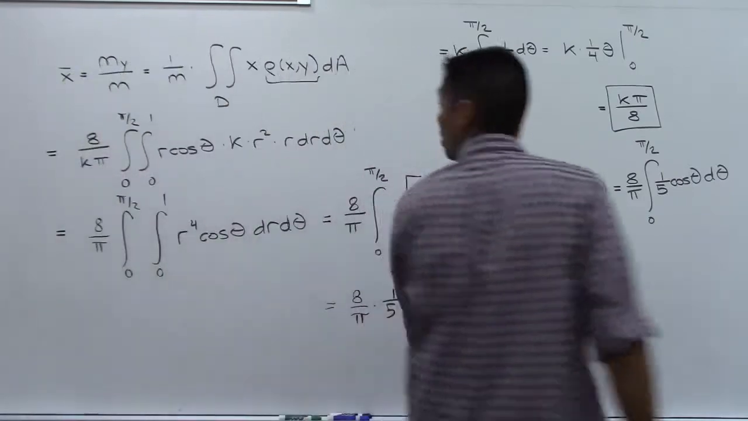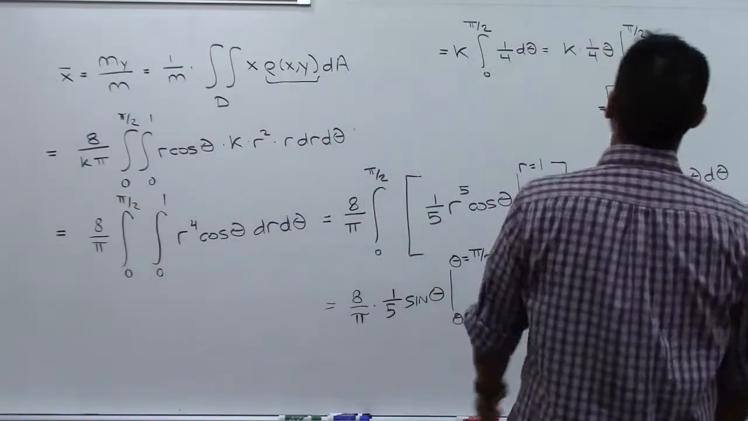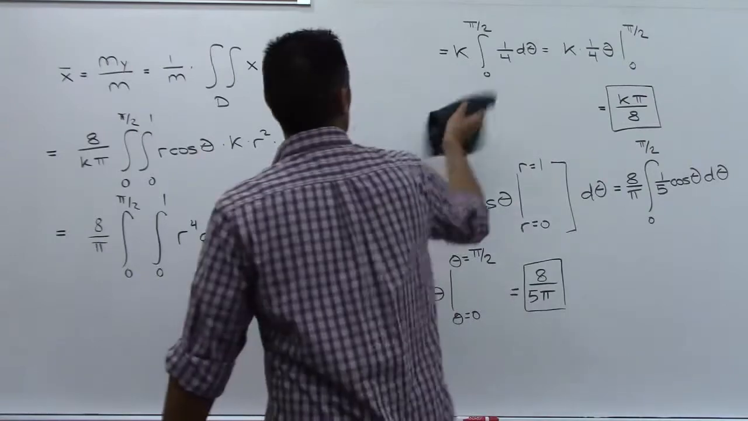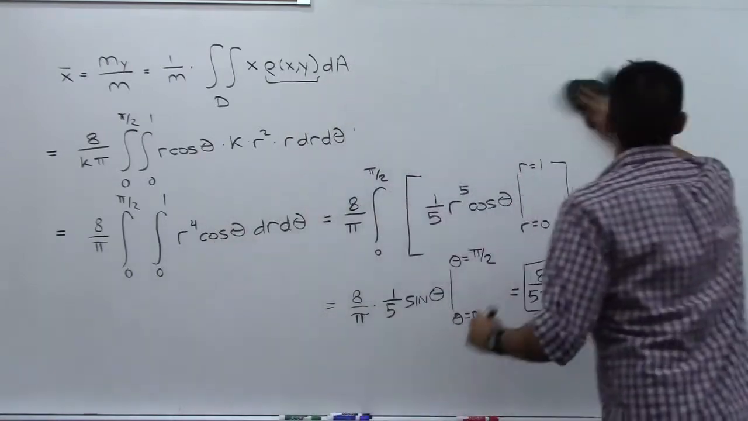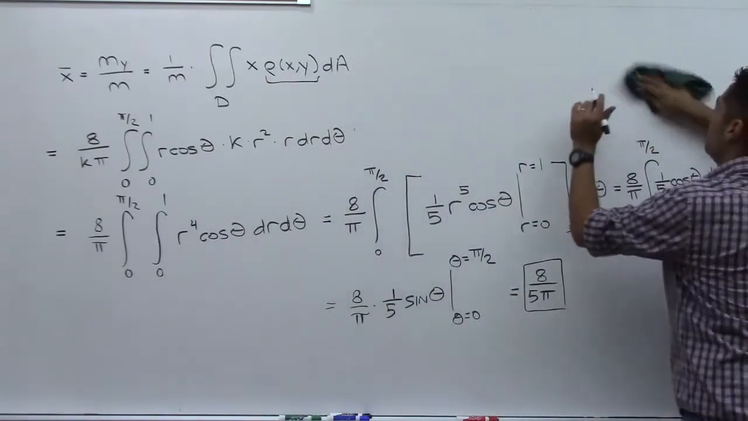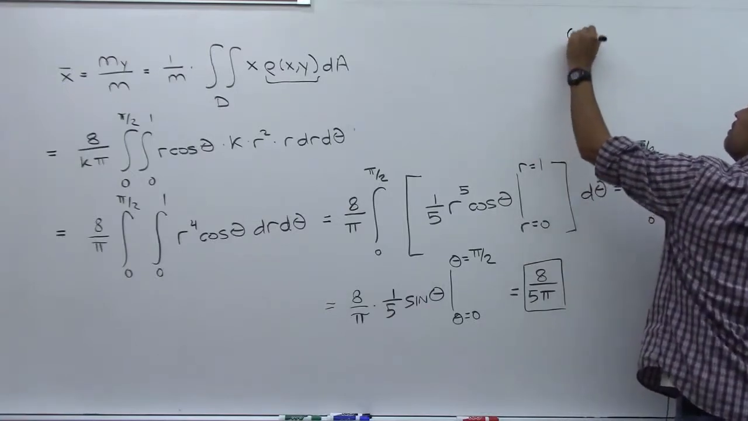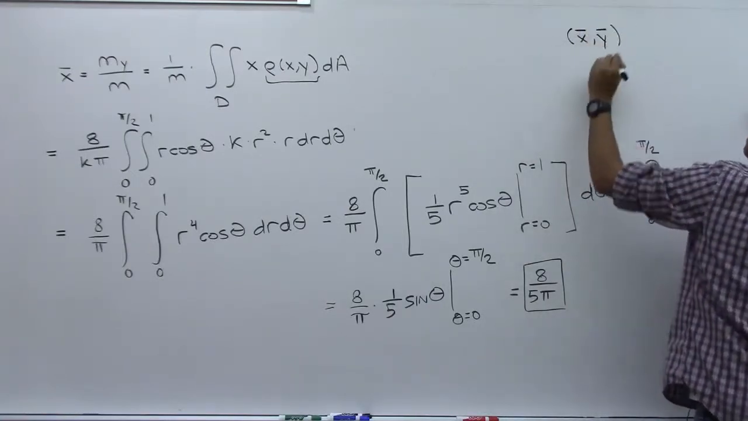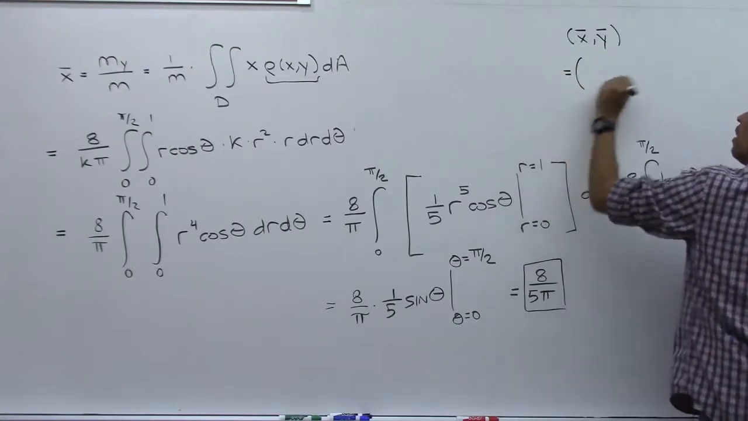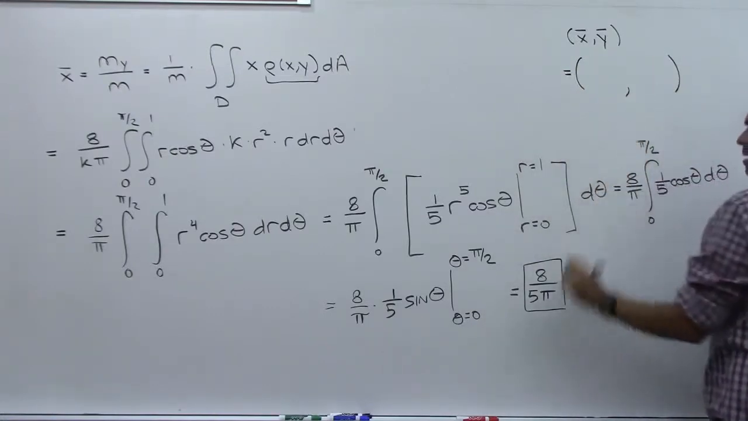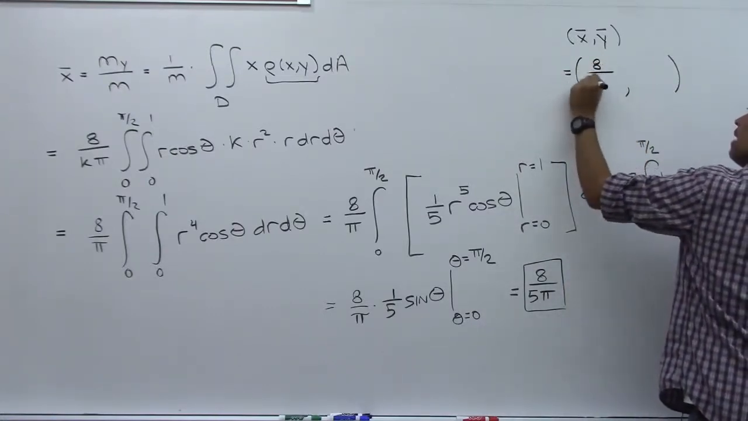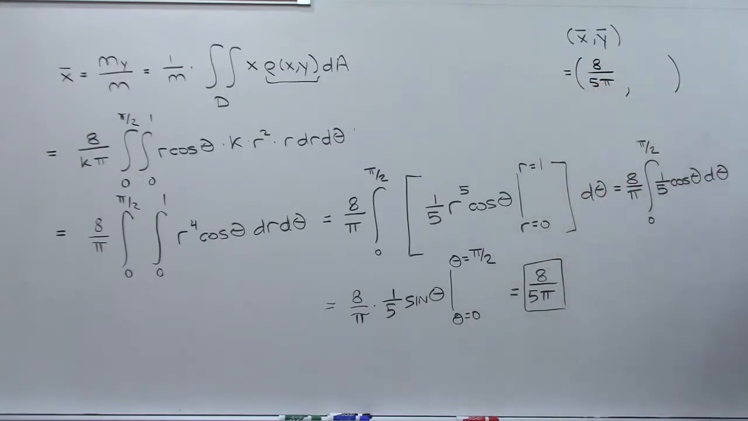This is x bar. So how do I want to put this? I'll put x bar right here. Remember, the center of mass of this thing, the center of mass is some point x bar, y bar. And what I've determined so far is that the x coordinate is 8 over 5 pi. And now I'm going to see about the y coordinate.